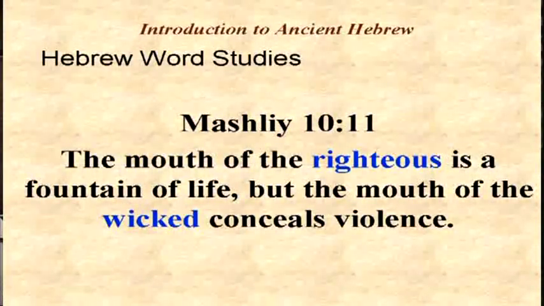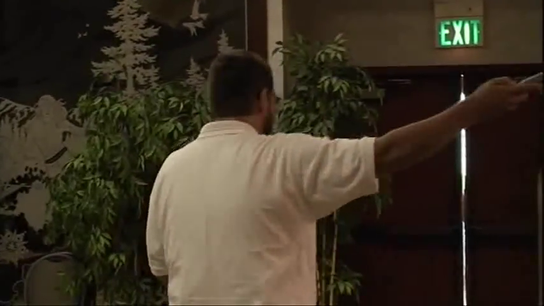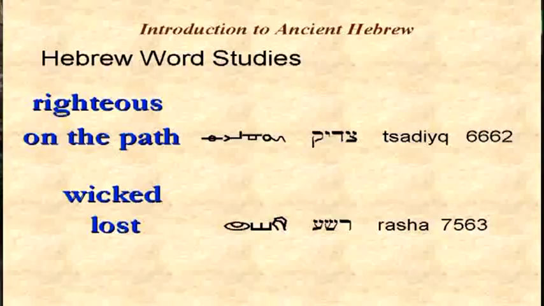The mouth of the righteous is the fountain of life, but the mouth of the wicked conceals violence. Righteous and wicked, are those abstract words or concrete? They're abstracts, which means they are Greek. So we have to get away from this Greek thinking and look at these words from a Hebraic perspective. Let's start with the word wicked. Wicked is the word rasha. In your translations, it's usually translated as wicked. But there's one place where they do translate it from its concrete way, and they translate it as lost.